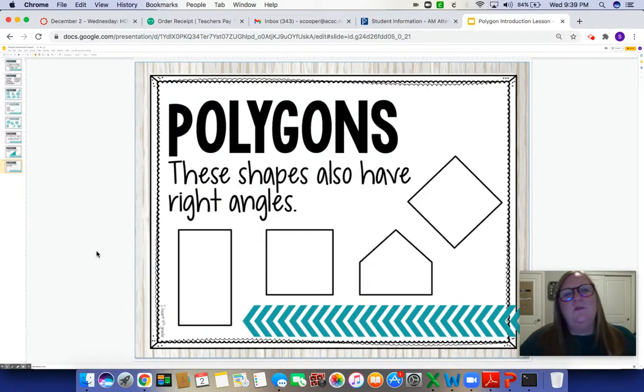And then the last one talks about that these polygons also have right angles. And again, a right angle is where there are 2 straight lines and they meet in the corner and they basically make a square. So that's called a 90-degree angle or a right angle. So that's just a little bit about polygons.